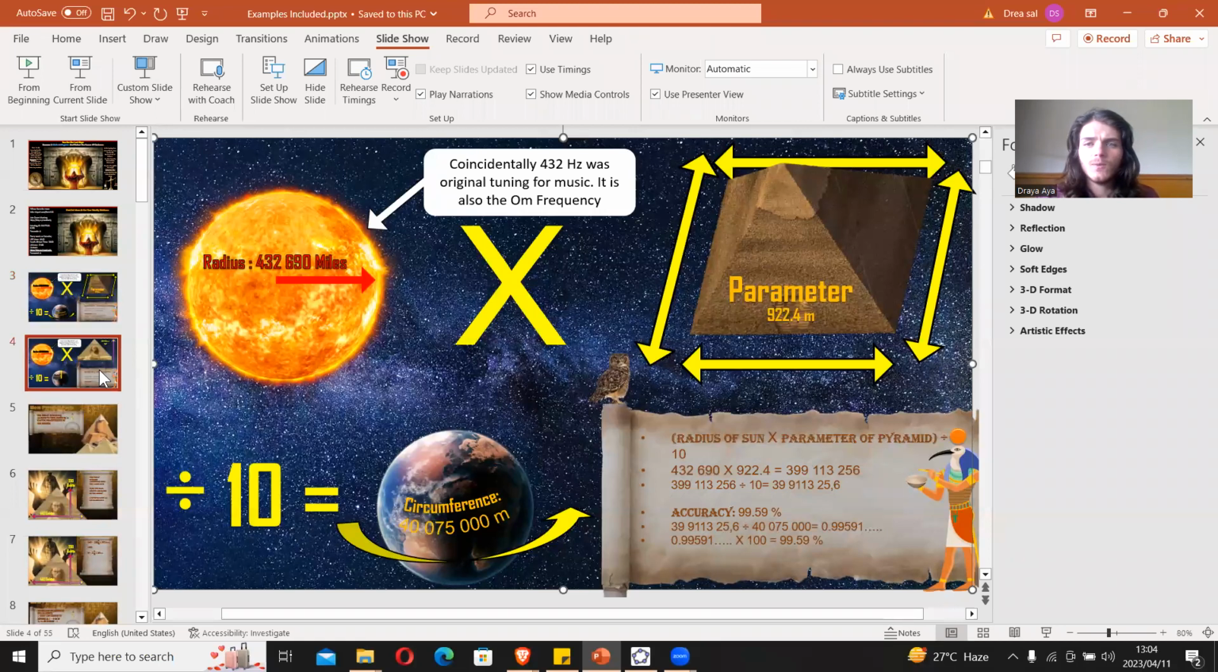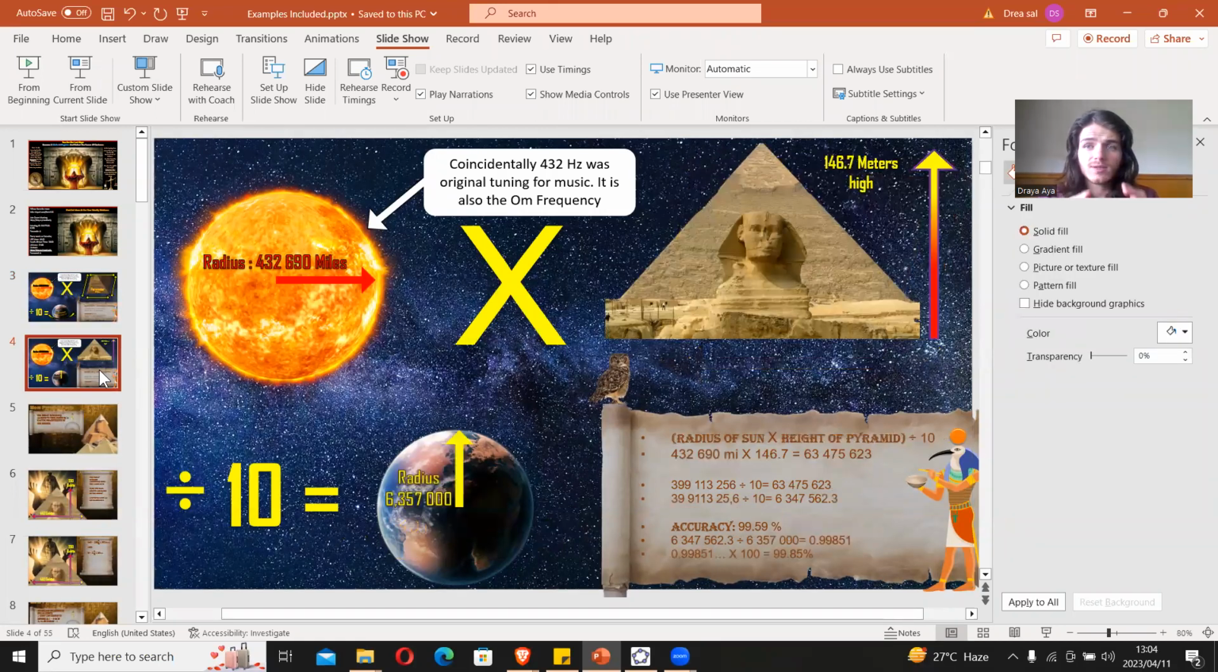But you know what? Why stop here? Because there's a lot more crazy coincidences involving the pyramid. And one of them is it also accurately predicts the radius of the Earth. Now, we take the radius of the sun in miles, multiply it by the height of the pyramid in meters, and there's evidence that the Egyptians actually did know the meter. So you take the radius of the sun multiplied by meters, and then you take that answer divided by 10, you'll get the radius of the Earth, basically.